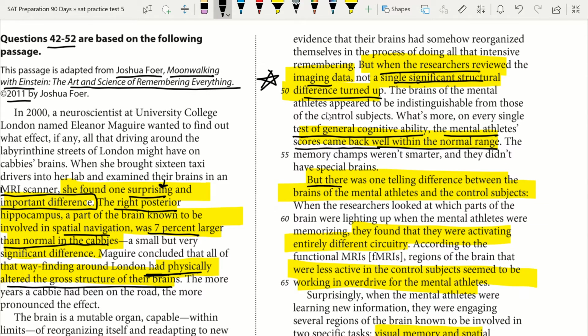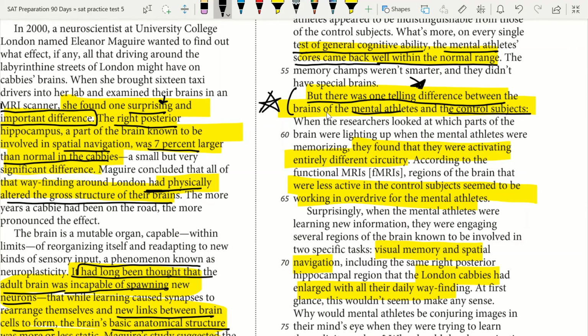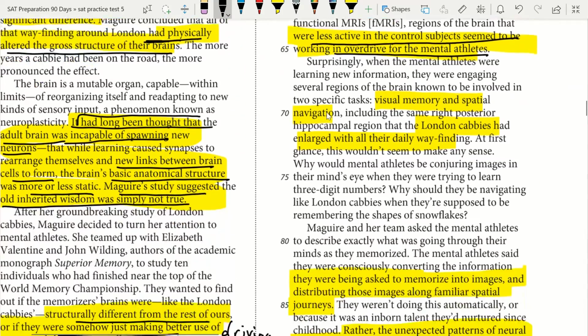So next up, we take a look at the next thing that we highlighted. We have, but there was one telling difference between the brains of the mental athletes and the control subjects. Okay, I highlighted this because it's telling me about what comes after it. And if you didn't want to highlight this part right here, I would honestly be okay with that because it's not necessarily too important. I just highlighted it because it told me that there's going to be a telling difference between these two brains and their use during this memorization. Okay, next thing I highlight is the difference that I just talked about in this highlighted part above. Okay, what's that difference? They're using different circuitry, with parts of the brain being less active in controls where they're working in overdrive for mental athletes. So that's showing that difference.